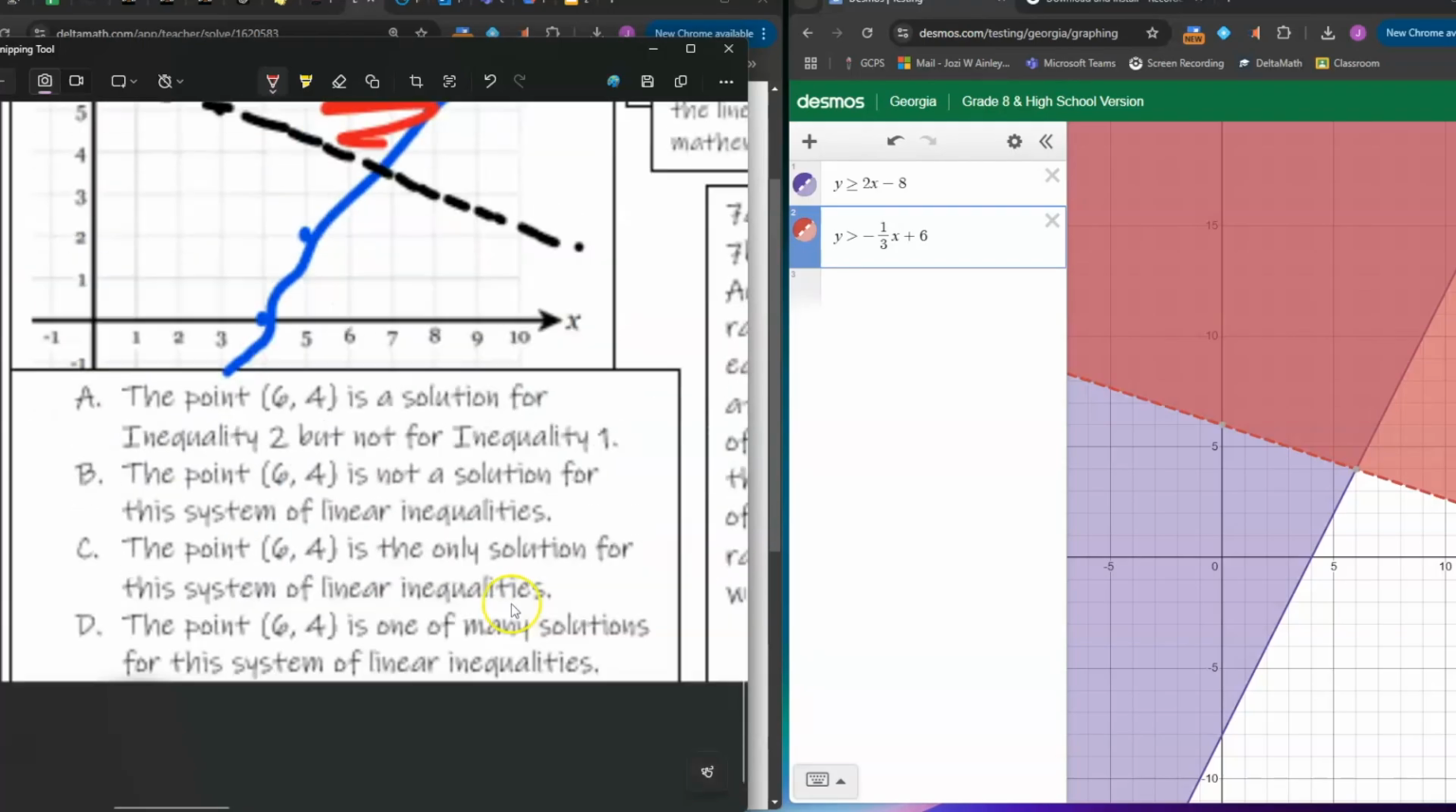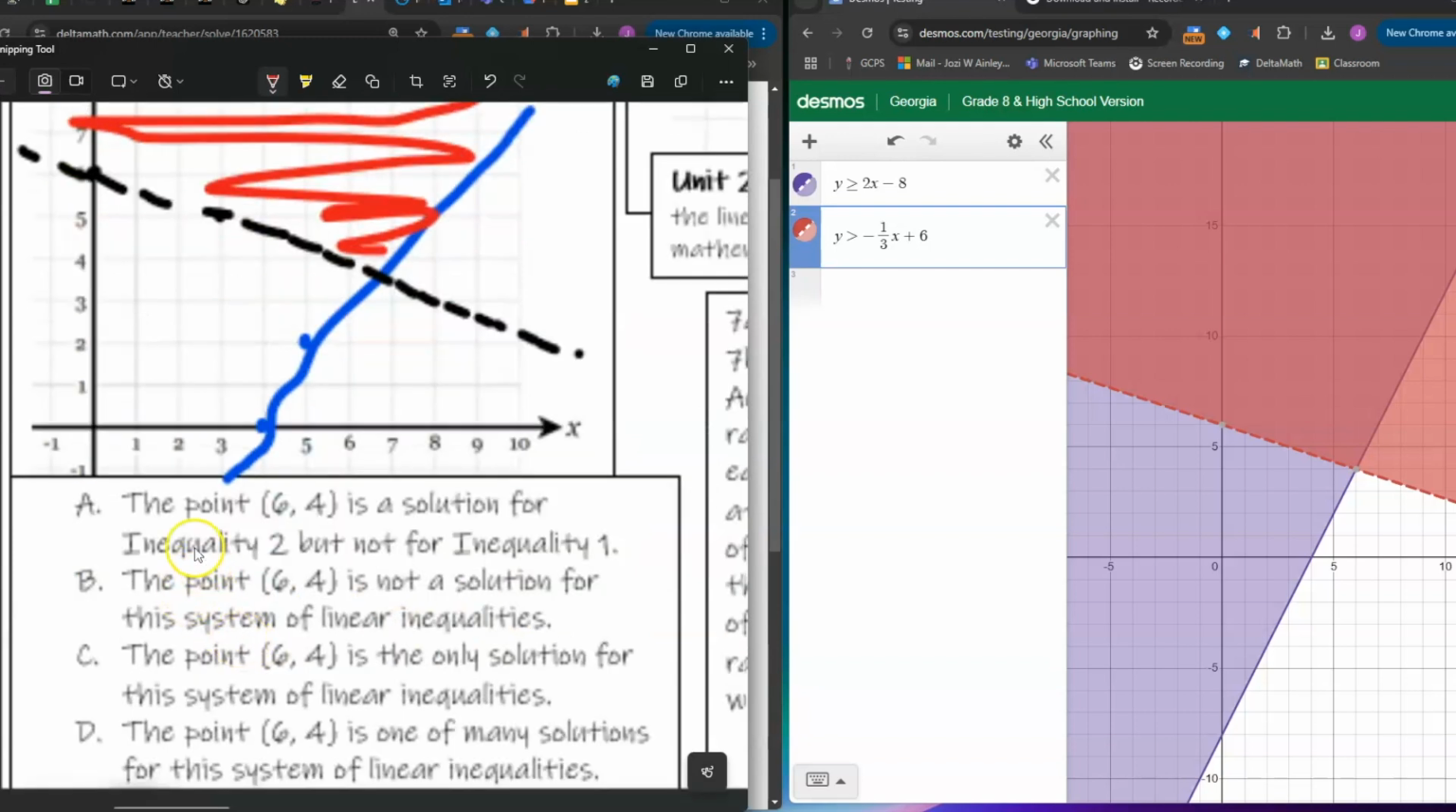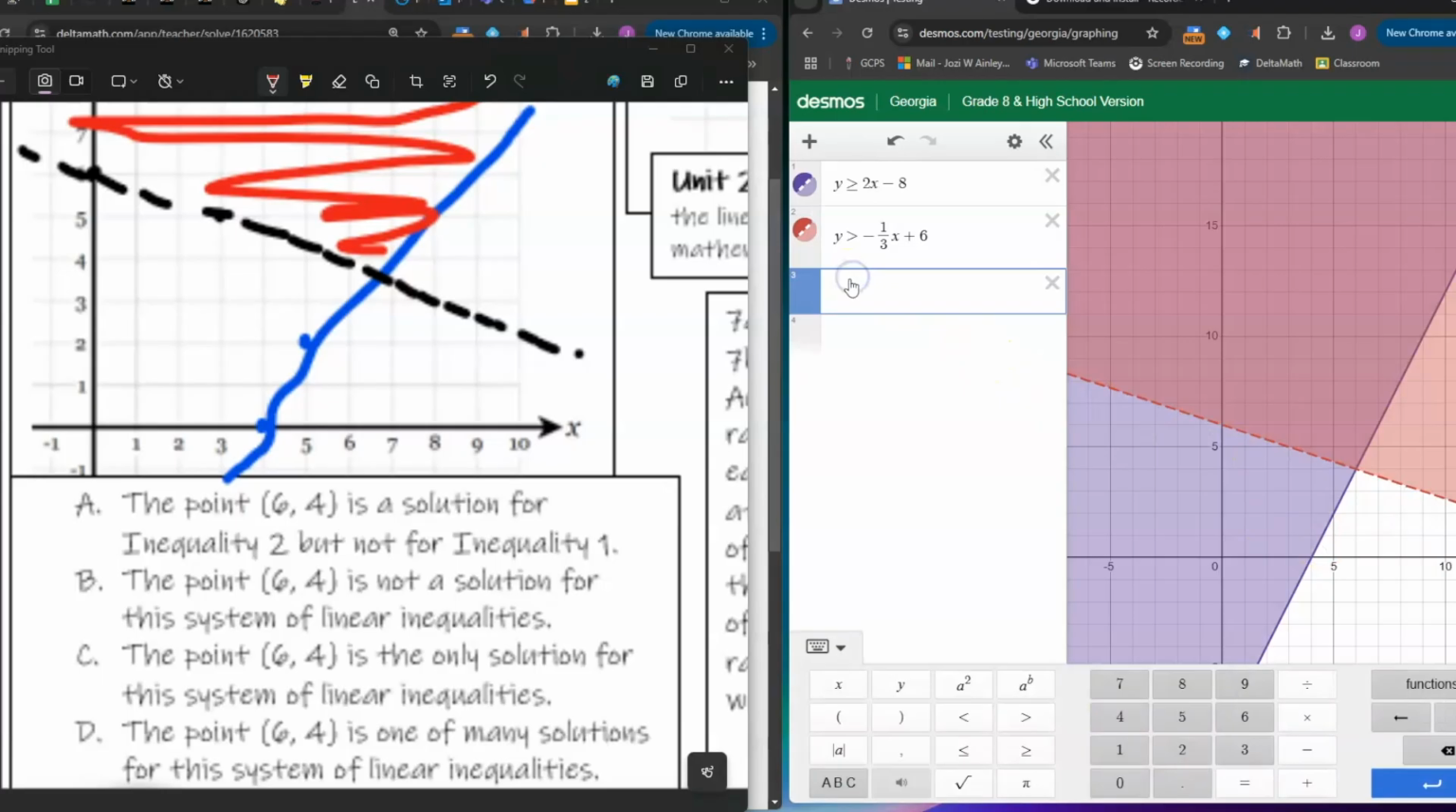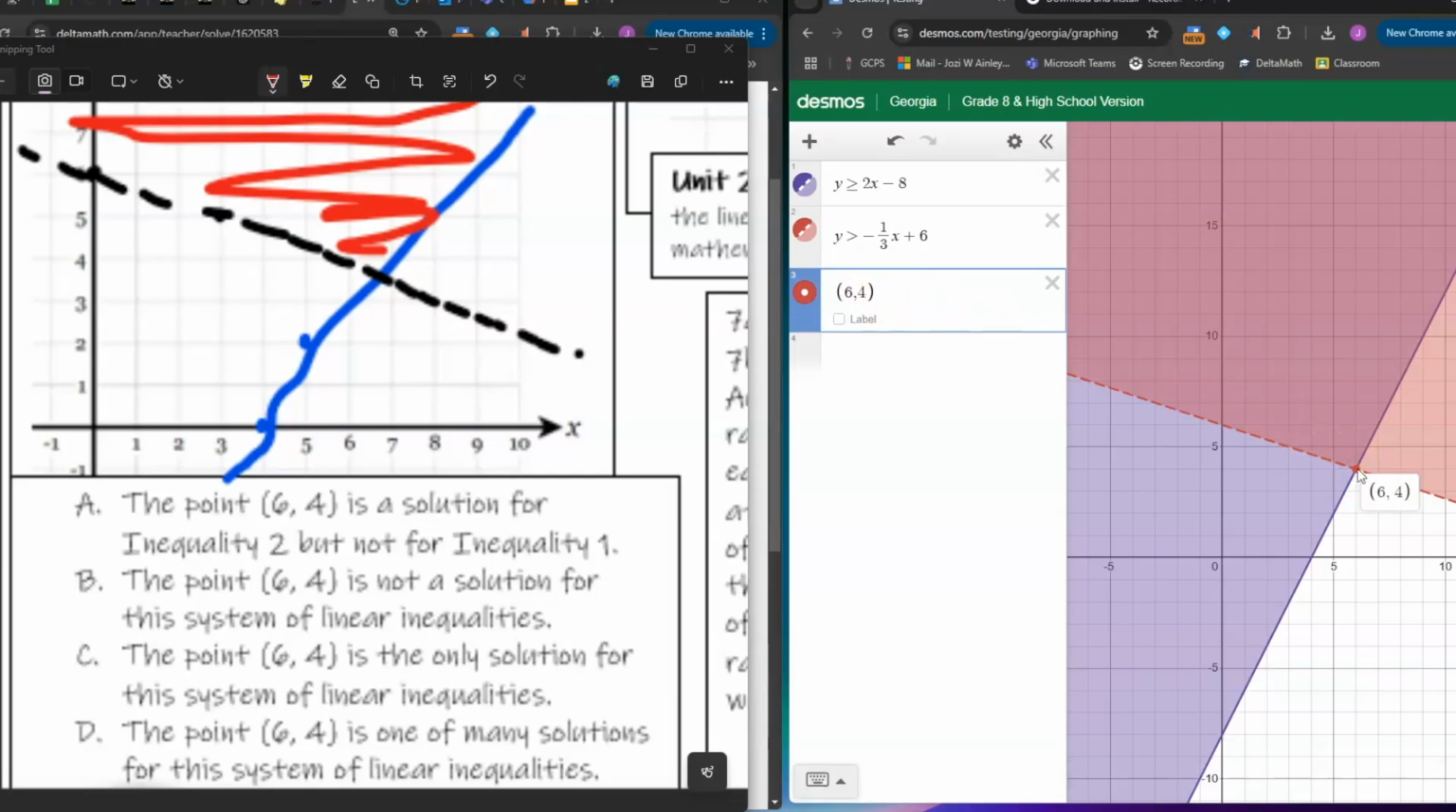All right, so now that I have that, look at the kind of answer choices you're going to have. The point (6, 4) is a solution. Okay, well, I don't feel like reading this. I'm just going to type it in. I can type 6, 4 if I don't want to look for it. So there's (6, 4). Is this a solution? No. Why? Because it's on a dotted line. It must satisfy both inequalities.